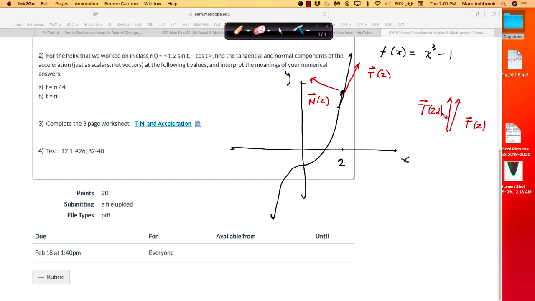So then N is the direction of the change in those. This direction of N is like the direction of T of 2.1 minus T of 2. And what direction is that?